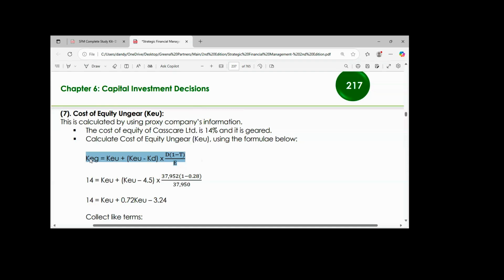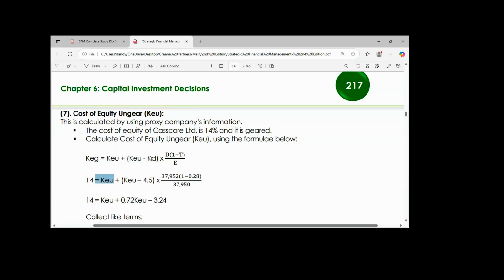Cost of equity of a gear equals cost of equity on ungeared plus cost of equity on ungeared minus cost of debt, multiplied by the debt value multiplied by 1 minus tax rate, over value of equity. So the cost of equity of a gear is 14%. That's what is given to us. We are looking for cost of equity on gear. We don't have it. That's what we want to calculate.